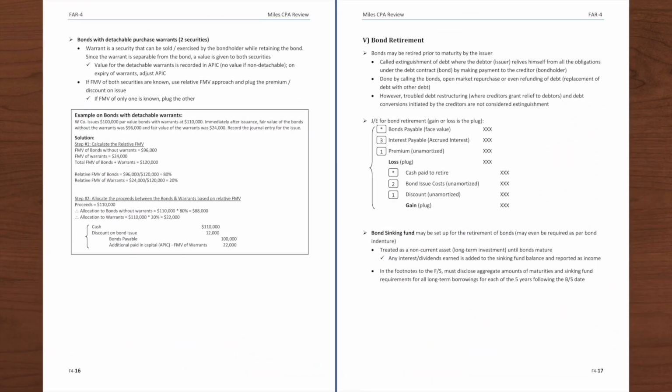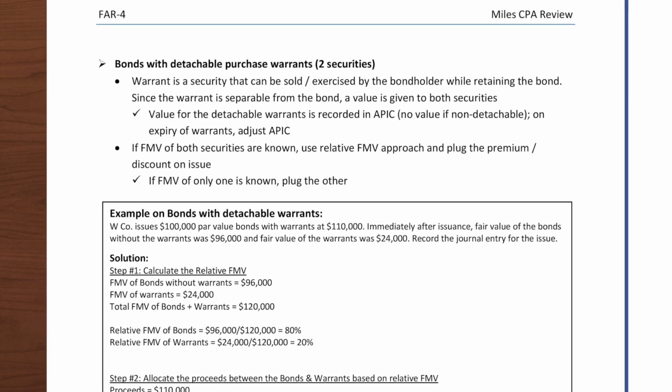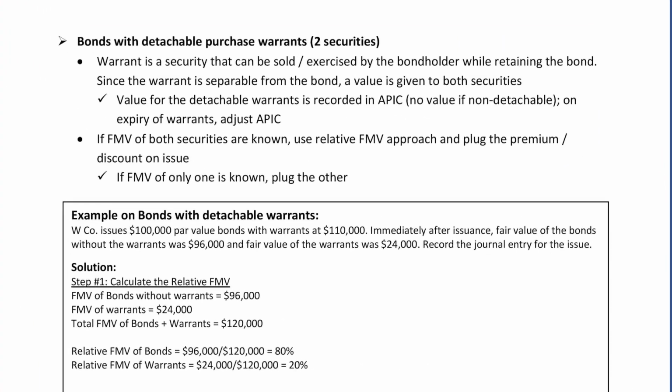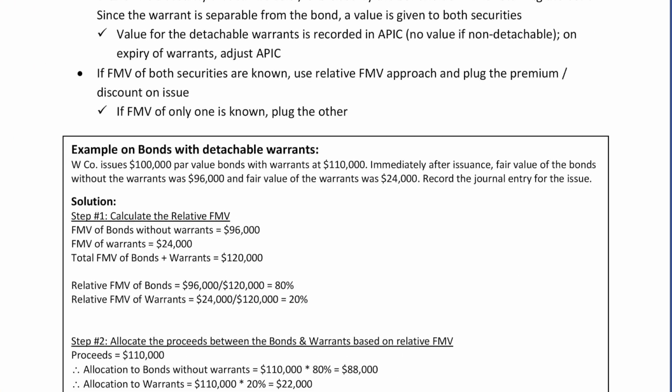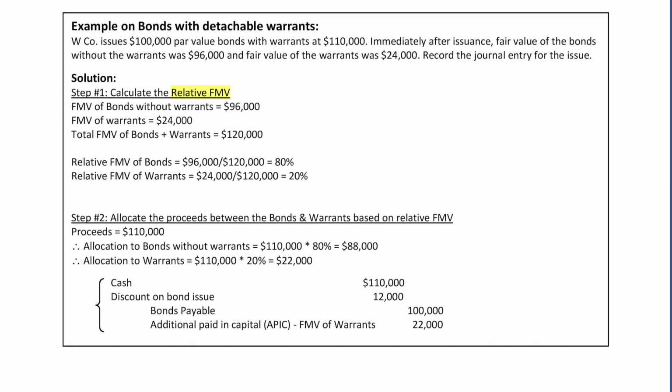On page 16, we're looking at bonds with detachable purchase warrants, where two securities are being issued, bonds plus the purchase warrant. So looking at the example on this page, solution step 1, calculate, highlight relative fair market value. And step 2, allocate the proceeds between the bonds and the warrants based on the relative fair market value that we calculated in step 1.